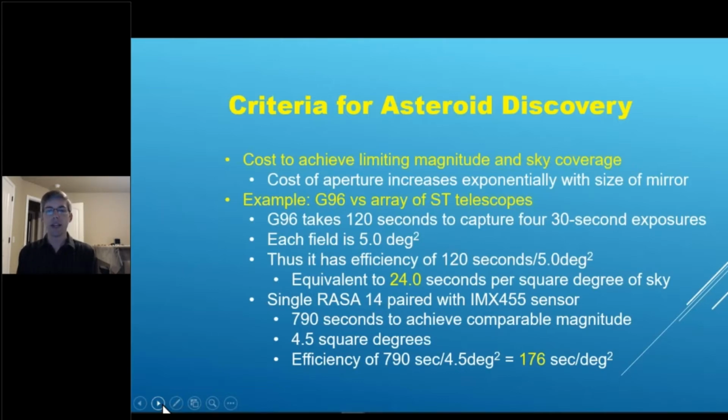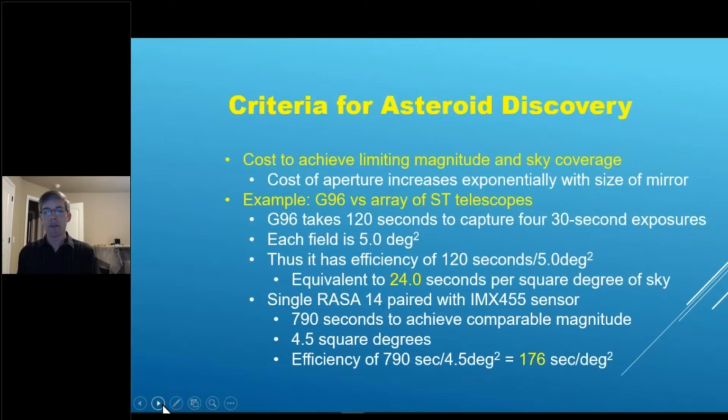So let's take a look at an example here. G96 versus an array of modest-sized aperture telescopes. G96 takes 120 seconds to capture 4 30-second exposures, and each field is again 5 square degrees. So therefore, it has an efficiency of 120 seconds for that 5 square degrees, and that works out to 24 seconds per square degree of sky.